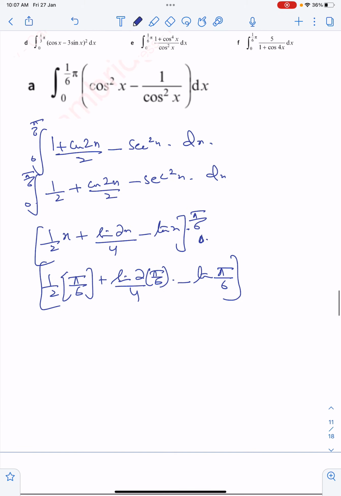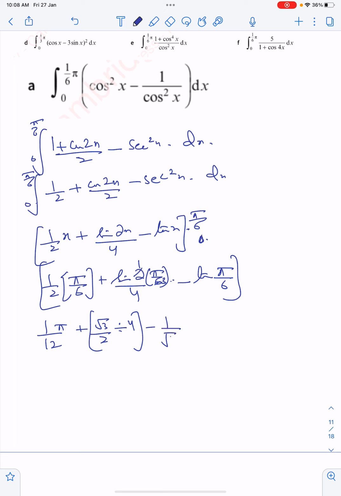Okay, then it's going to be 1 upon 12 pi plus sine of pi by 3, sine of 60 is root 3 upon 2. Root 3 upon 2 divided by 4. Okay, this will sort it out. Tan of pi by 6, it's 1 upon root 3.